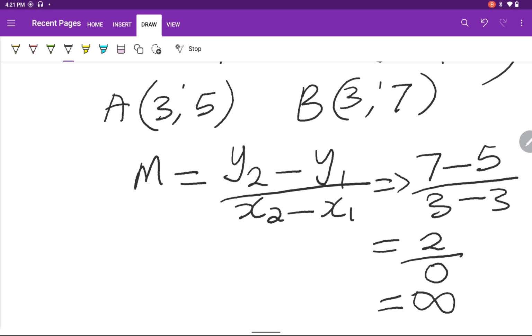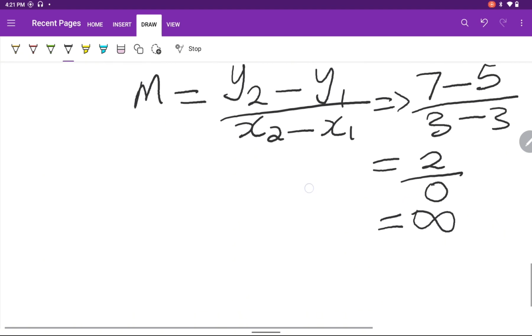We will even think that the line between point A and B is non-existent. We will think it is not there. Why? Because we are getting the gradient of 0. Not of 0, but of undefined.